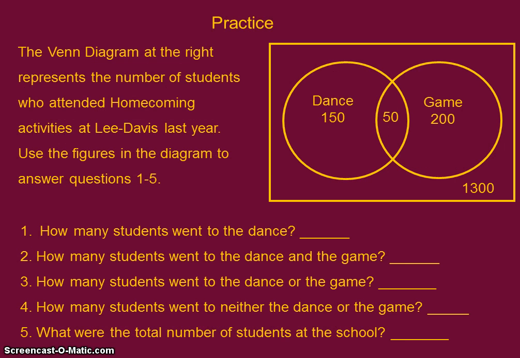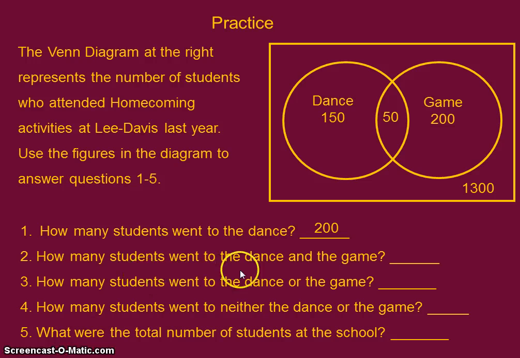Okay, let's review. The Venn diagram at the right represents the number of students who attend homecoming activities at Lee Davis last year. Use the figures in the diagram to answer questions 1 through 5. Number 1 says how many students went to the dance. Okay, dance would be in this circle, and that would be both of these numbers here, which would be 200.